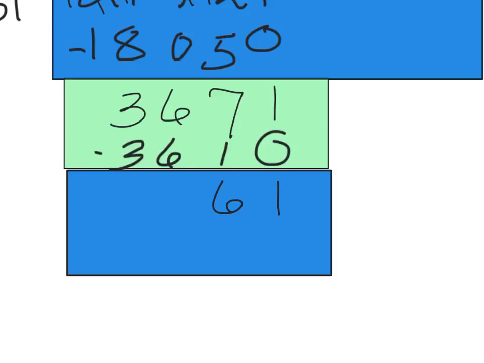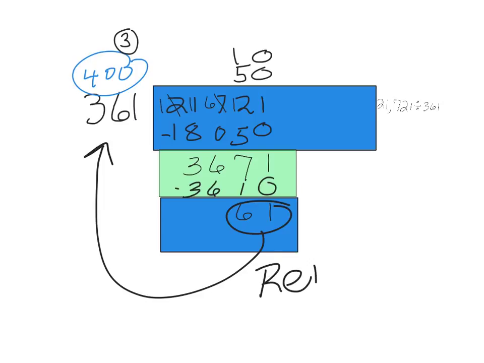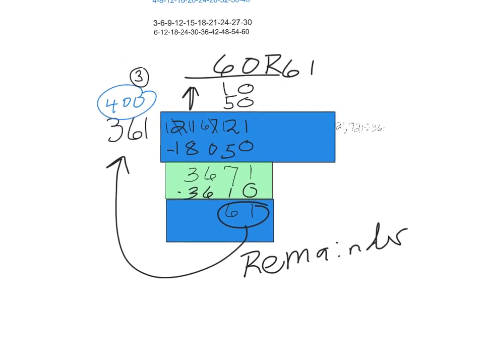So I'm all done. And if I look here, 61 is smaller than 361. So that becomes my remainder, right? Now, let's just add these up. And if you notice, I've got zeros, and then 5 and 1 is going to give me 6. So this is 60 with my remainder of 61. And that, my friends, is how you solve this problem.